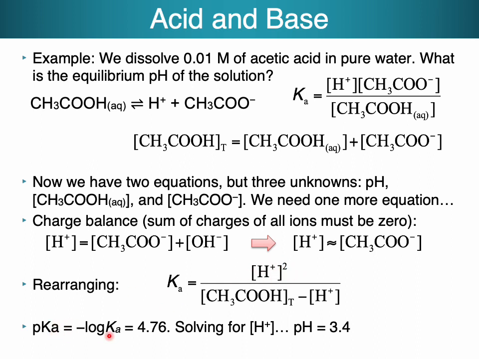After solving it, by the way, Ka, of course we know that as well. Here I'm giving you pKa, which is the negative log 10 of Ka, which is 4.76 for acetic acid. Given this, and solving this, we can find that the proton concentration is roughly equal to something, and the corresponding pH would actually be 3.4.